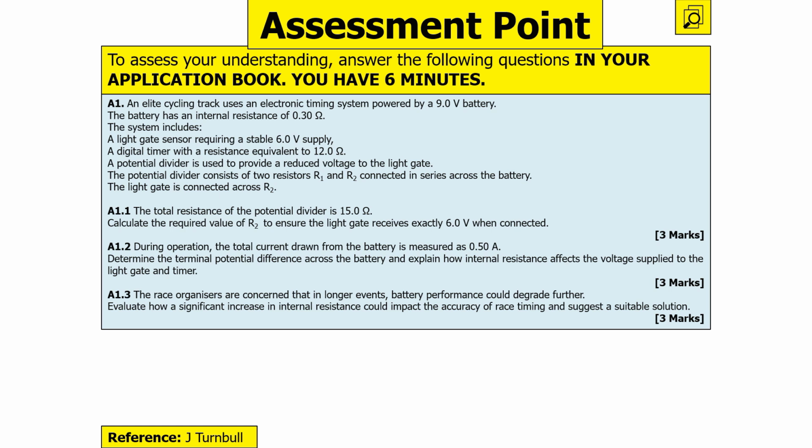So the total resistance of the potential divider is 15 ohms. Calculate the required value of R2 to ensure the light gate receives exactly 6 volts when connected. During the operation, the total current drawn from the battery is measured as 0.50 amps. Determine the terminal PD across the battery and explain how internal resistance affects the voltage supplied to the light gate and timer. Now, the race organisers are concerned that in longer events, battery performance could degrade further. Evaluate how a significant increase in internal resistance could impact the accuracy of race timing and suggest a suitable solution.